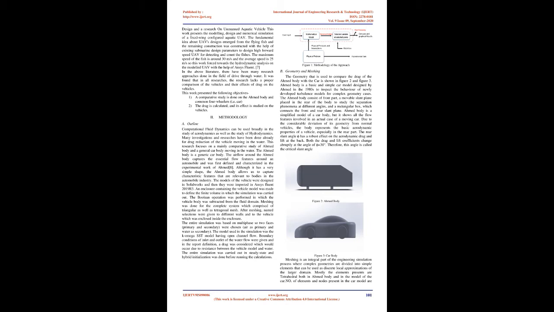6. Kumar et al. presented design and research on an unmanned aquatic vehicle. This work presents the modeling, design and numerical simulation of a fixed-wing configured aquatic UAV. The fundamental idea about the UAV's design emerged from the flying fish, and the remaining construction was done with the help of existing submarine design parameters to design a high forward speed UAV for detecting and counting fishes. The maximum speed of the fish is around 30 m/s and the average speed is 25 m/s, so this work focused on the hydrodynamic analysis of the modeled UAV with the help of Ansys Fluent.